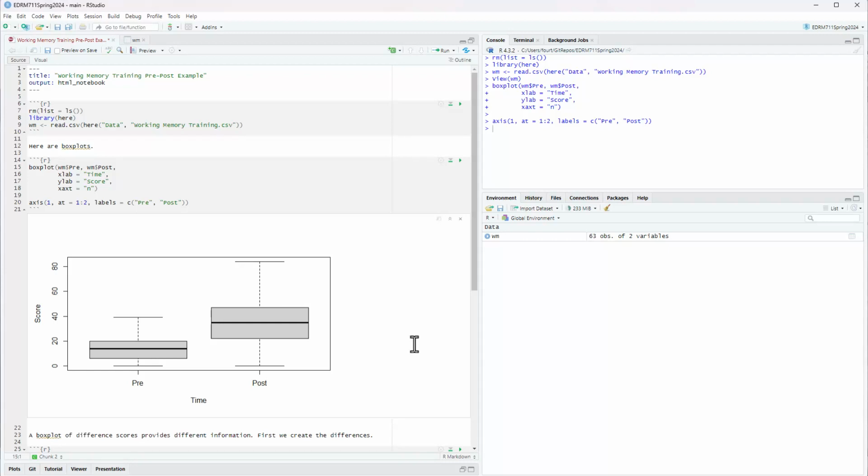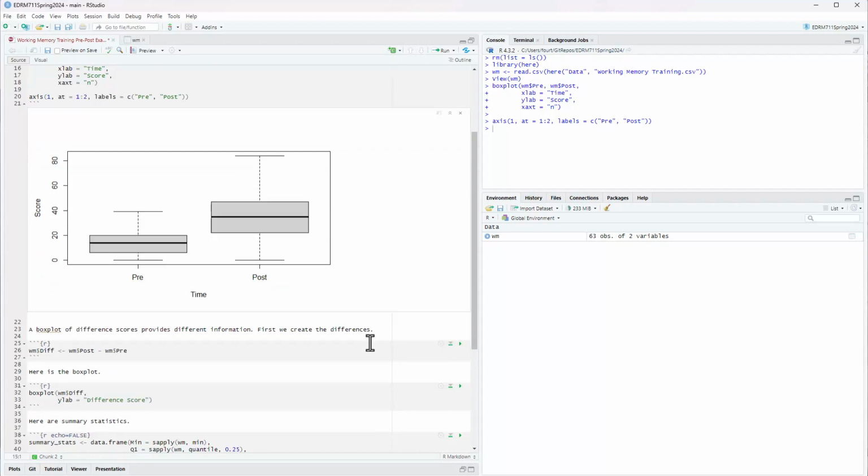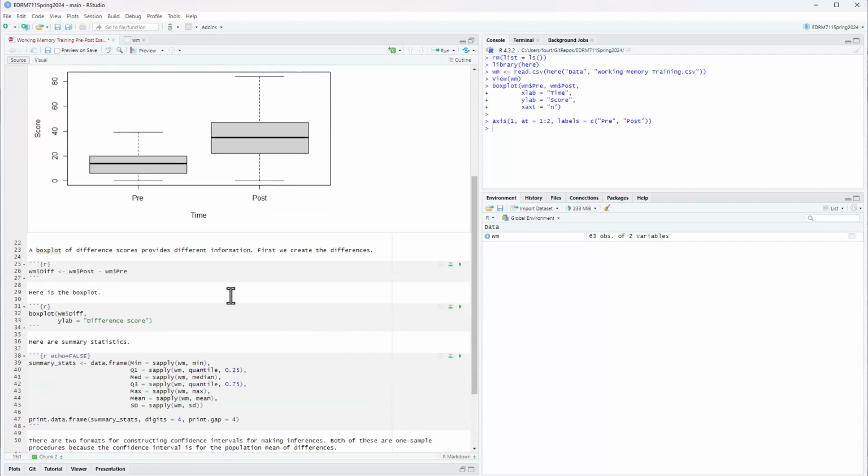So did the intervention help? It sure looked like it. But now let's go ahead and look at a different way of studying this graphically. I'm going to create a new variable from the existing variables.